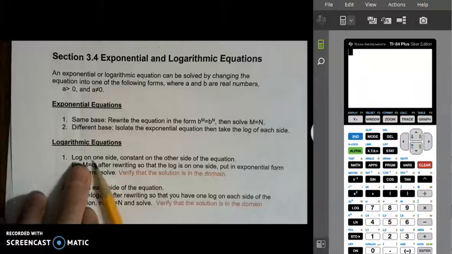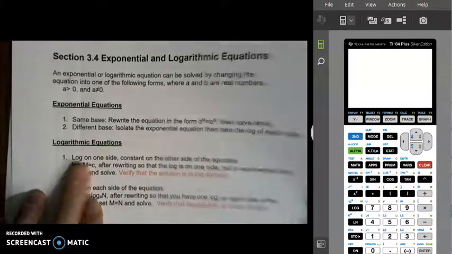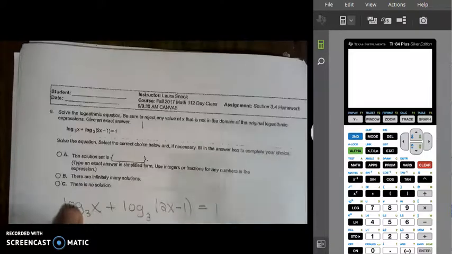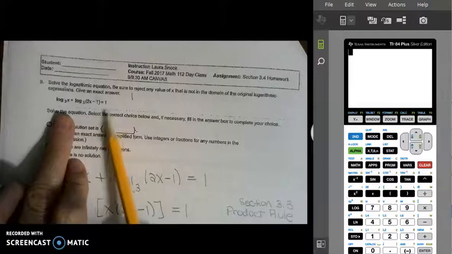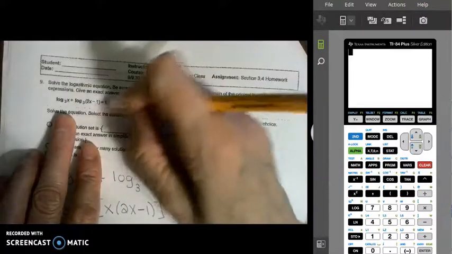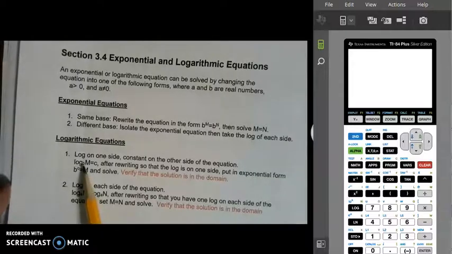Okay, so the first thing you have to do is identify it. For these, you should have a constant on one side. Okay, so I'm going to look at this homework problem here. It's number 9. So if you look at these, you do have a constant on the right-hand side. That's how you can kind of tell that's what it is. So what you want to do is make it look like this.